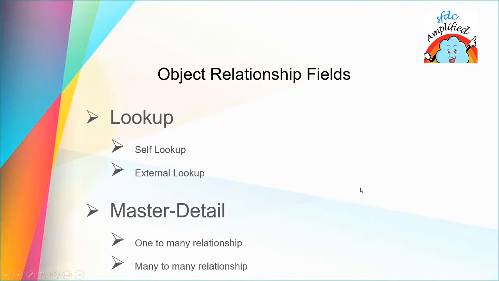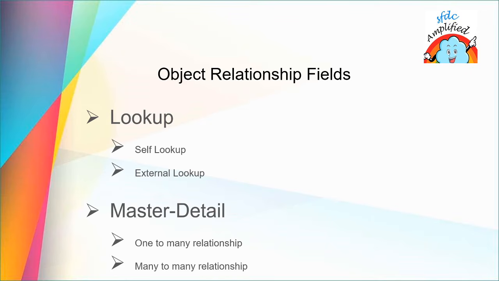So, object relationship fields. The first one is lookup. A lookup field is just a field where we create a relationship between two objects, two tables, and it is mostly used to share data between those two objects. It's not necessary to relate two objects, but it is just to share the data between them. In this lookup relationship, those two objects are independent. They don't control each other.